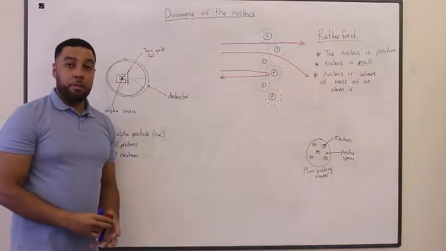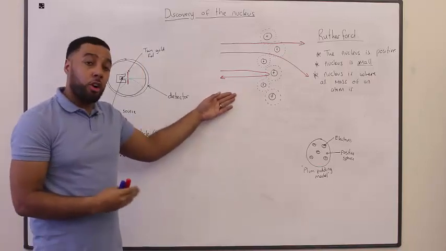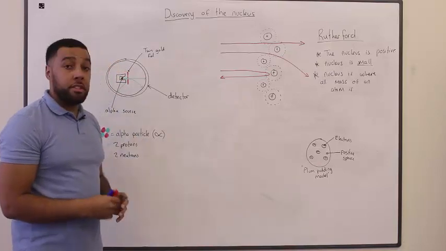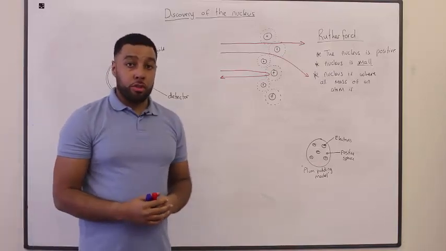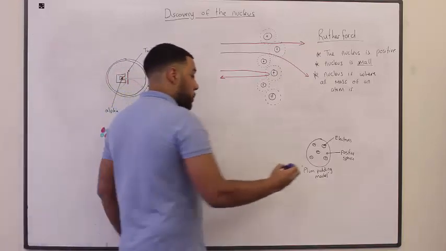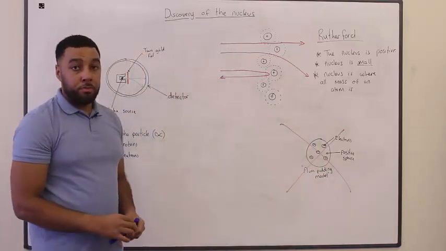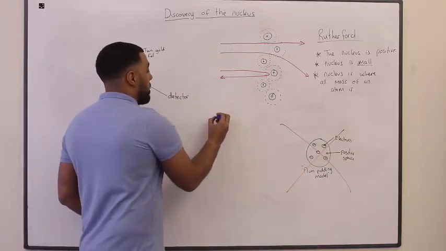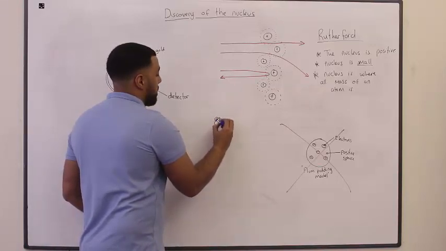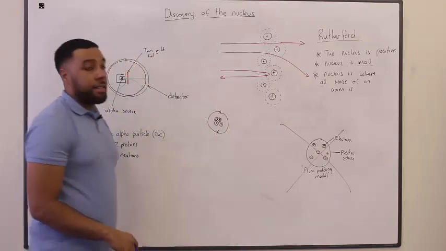We can accept Rutherford's experiment because other scientists carried out this experiment and got similar results. This experiment also led to the discovery of neutrons. So because of Rutherford's famous experiment, we got rid of the plum pudding model and we accept the typical model that we use today of atoms.